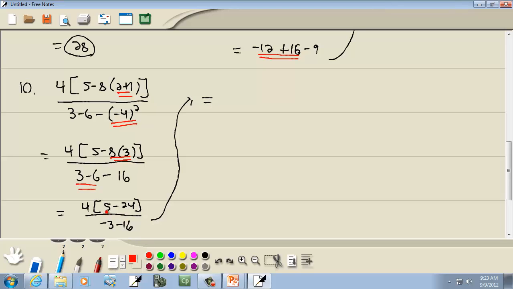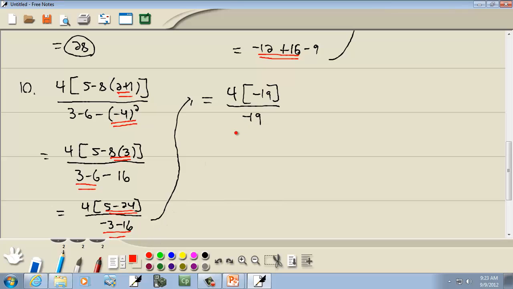Back up on top, we're still doing what's inside the brackets, and there's only one thing left, so we'll do that. And down below there's only one thing left there. Well, 5 minus 24 is negative 19. And negative 3 minus 16 is negative 19.